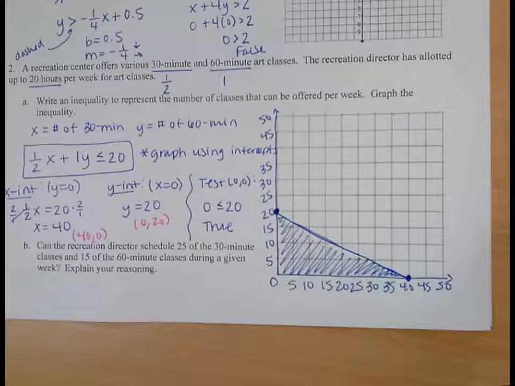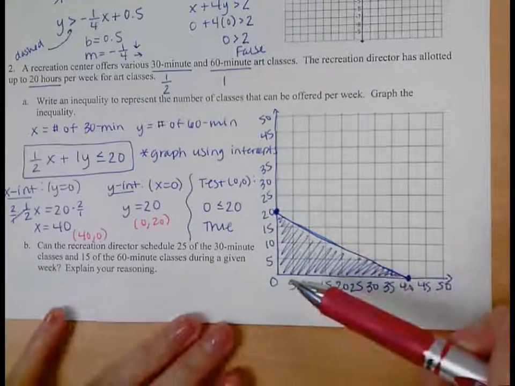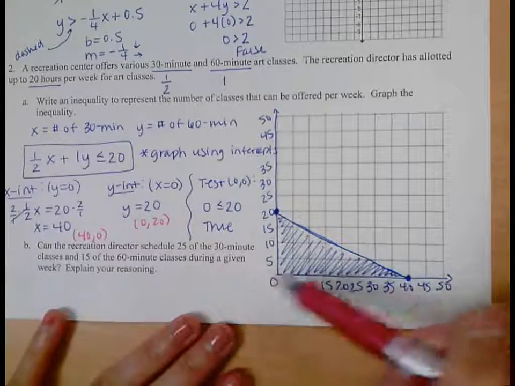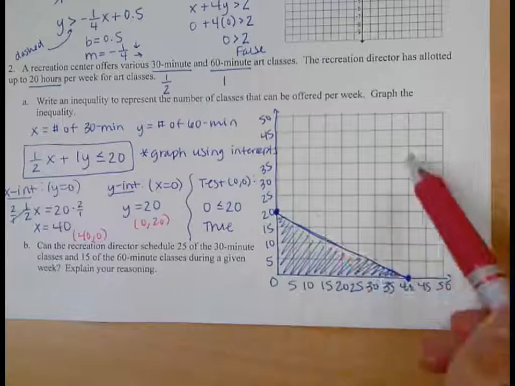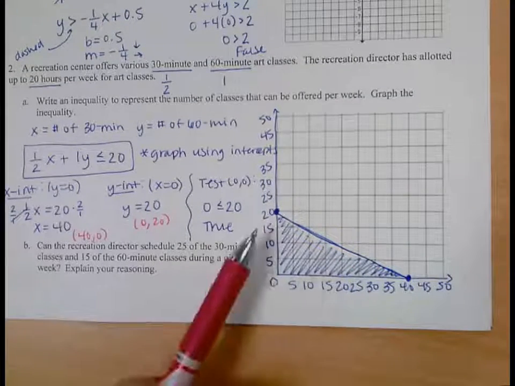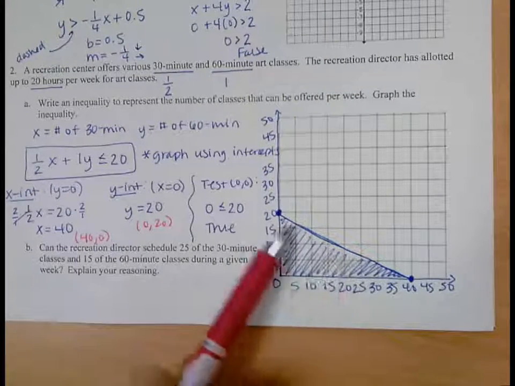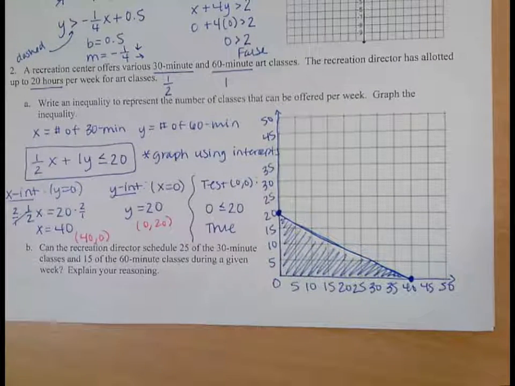So then part B says, can the recreation director schedule 25 of the 30-minute classes and 15 of the 60-minute classes during a given week? Explain your reasoning. There's a couple of ways to find this. One way would be to use the graph. So remember that any point that's in the shaded region is a solution. Any point not in the shaded region is not a solution. And then also, because this line is solid, any point on the line is a solution.